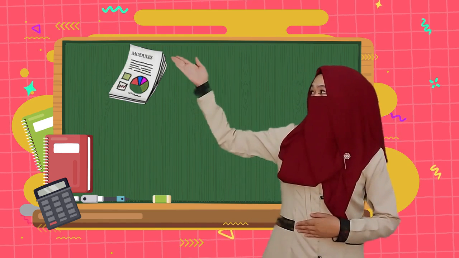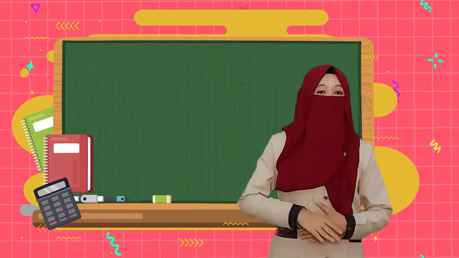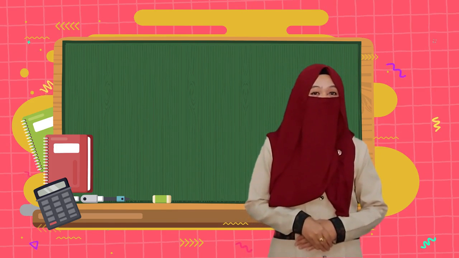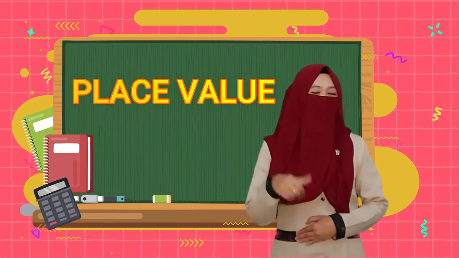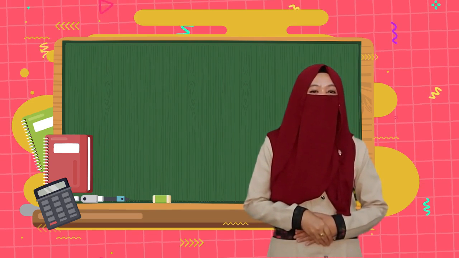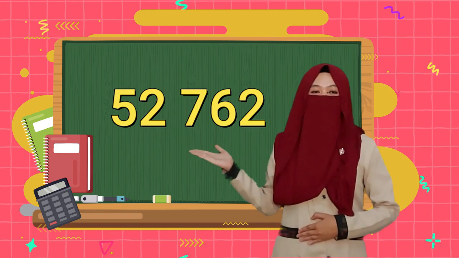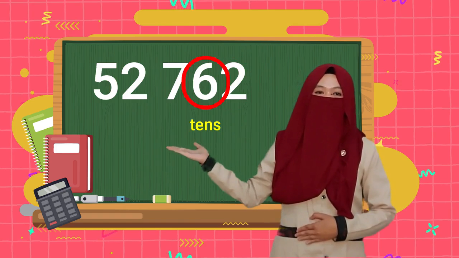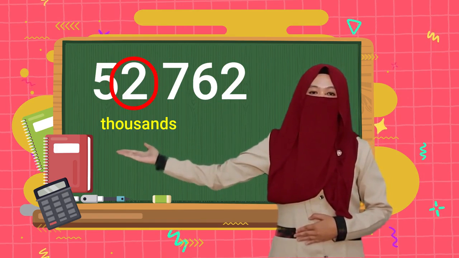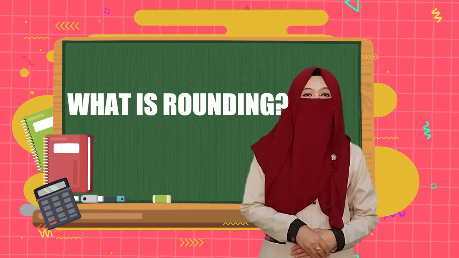Good. Get your module, notebook, and pen. So, let's go. Kids, can you still remember place value? Good. Now, let us give the place value of every digit on this number. Ones, tens, hundreds, thousands, 10,000s. Very good.